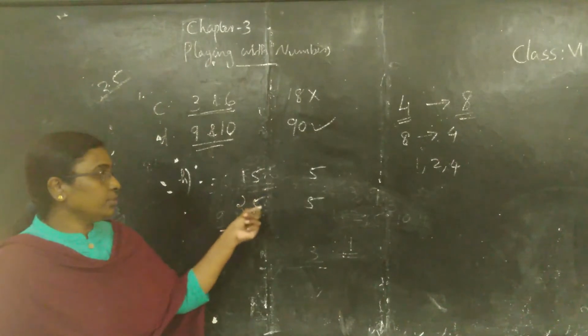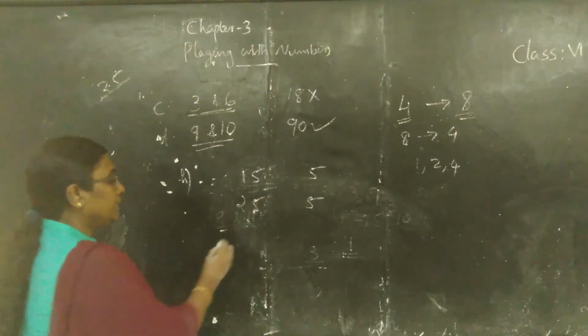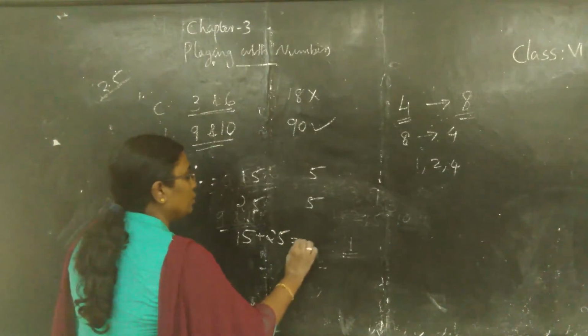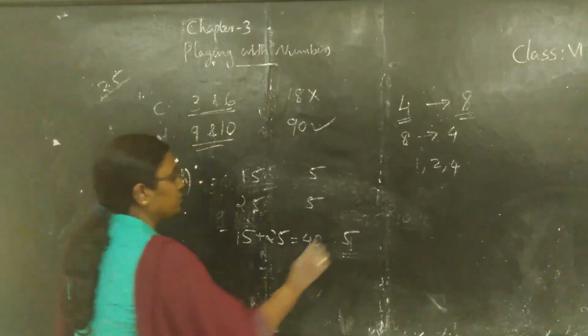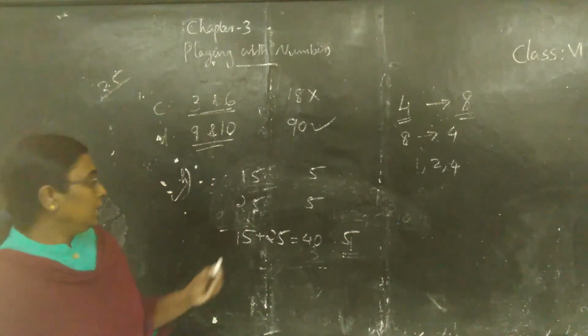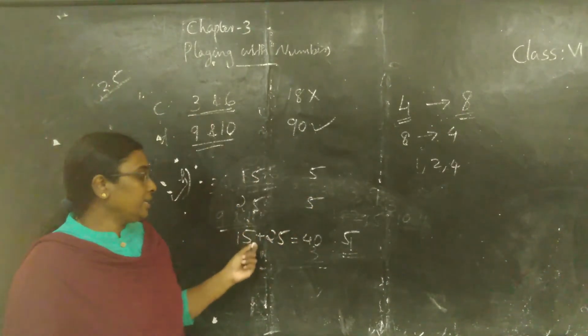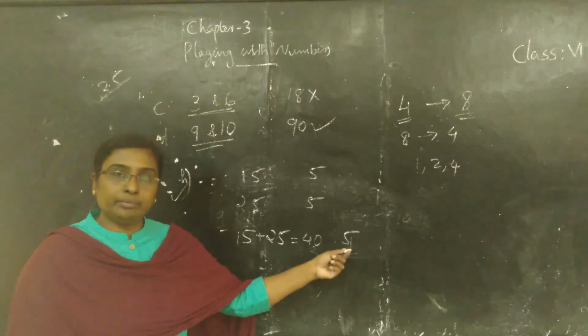15 divides 5, 25 divides 5. Then their sum, 15 plus 25 equals 40, also divides by 5. So this statement is correct: if two numbers are divisible by a number, then their sum is also divisible by that number.